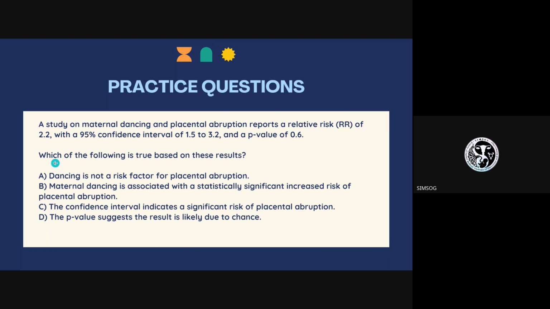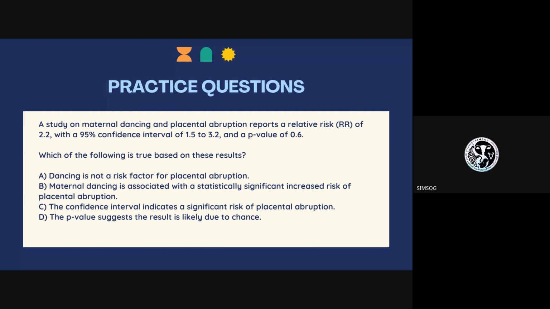Here I have not even added things like relative risk interpretation. Here I would simply say that it is not significant. So dancing is not a risk factor. So that's a correct statement. Option B, associated with a statistically significant increased risk. No, absolutely not. Option C, the confidence interval indicates a significant risk of placental abruption. My bad about this, it should be 0.5 to 3.2. Because if it is 1.5 to 3.2, the p-value won't be 0.6. I mean, that's how it is.